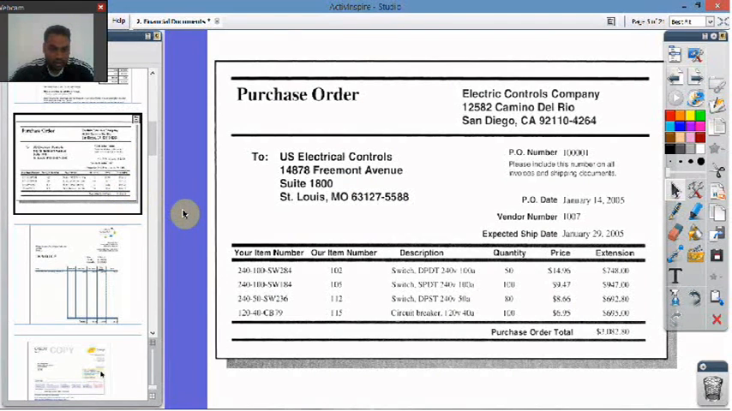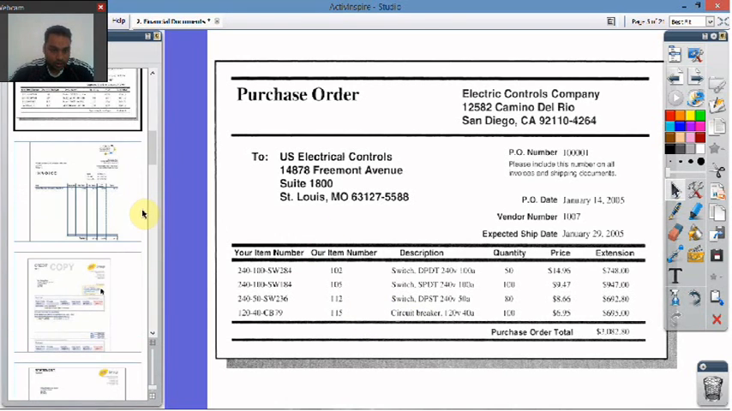Let's have a look at the purchase order. So the purchase order number obviously needs to be sent to the seller, and then the seller can put this on the invoice, and then the invoice will be sent back with the correct order number, and then the buyer knows this is a valid order.